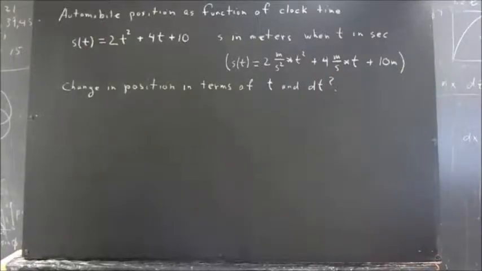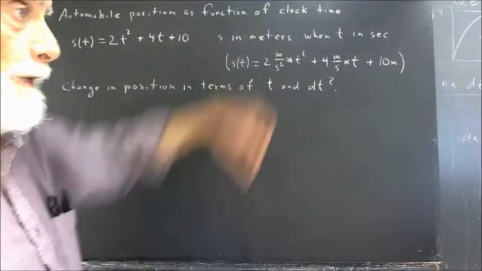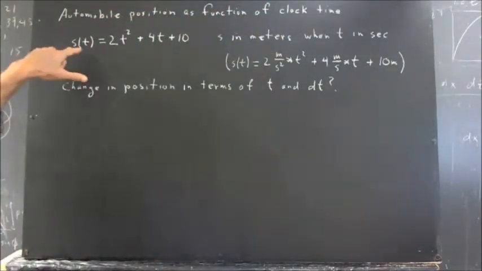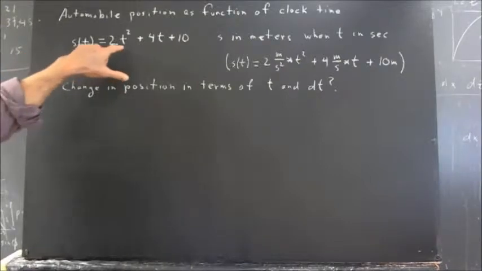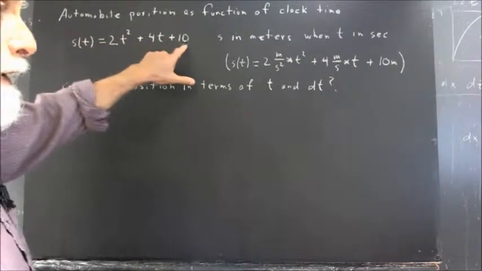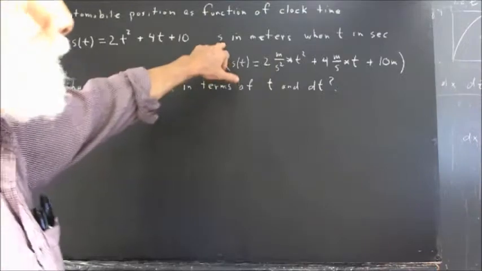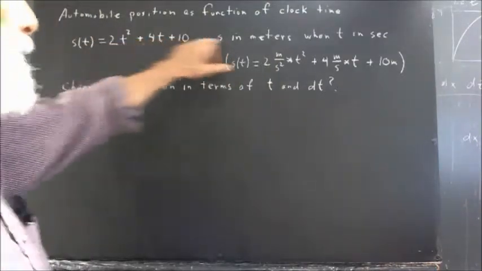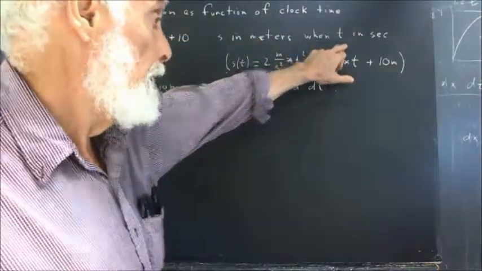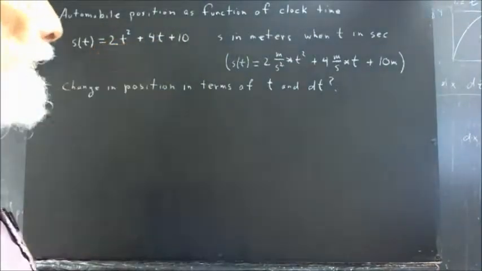Okay, one more application of the differential. Suppose that automobile position as a function of clock time is given by this function, s of t equals 2t squared plus 4t plus 10, where s, position s, is in meters, when t, the clock time, is in seconds.